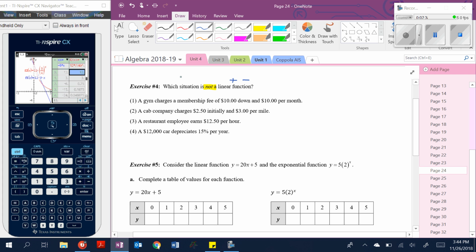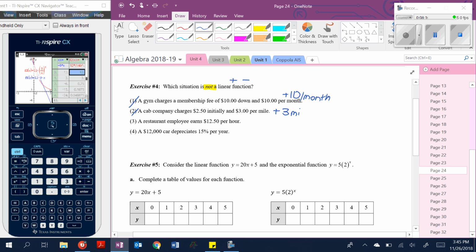It's a membership fee of $10 down and $10 per month. So we're going to pay $10 initially, and then every month, $10 added on, plus 10. Okay, cab company charges $2.50 initially. That's a y-intercept. And then $3 per mile. So we're adding $3 per mile. In this case, it was $10 per month. Okay, so that's not it. Number 2 is not it.